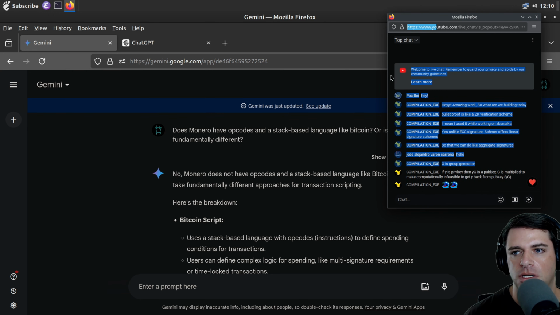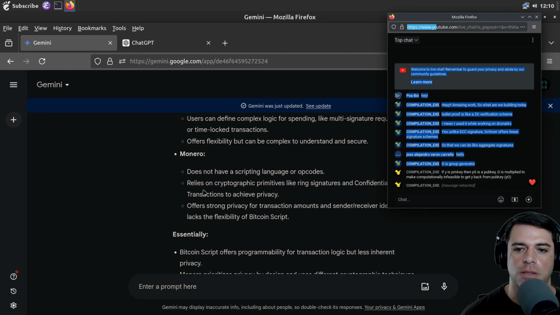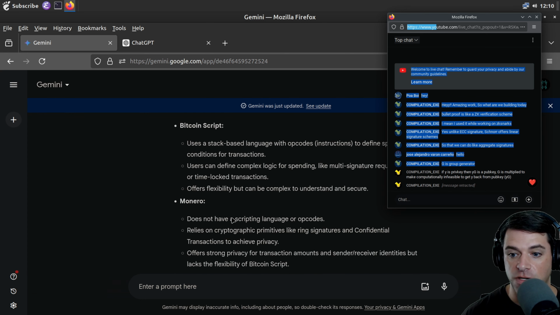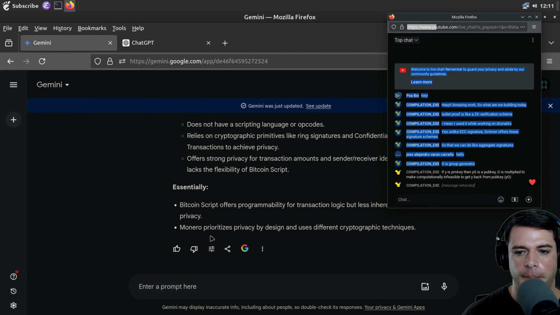They take fundamentally different approaches for transaction scripting. Here's the breakdown. Monero relies on cryptographic primitives like ring signatures and confidential transactions to achieve privacy. It offers strong privacy for transaction amounts and sender-receiver identities, but lacks the flexibility of a Bitcoin script.